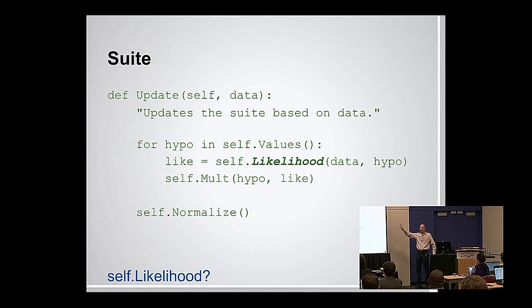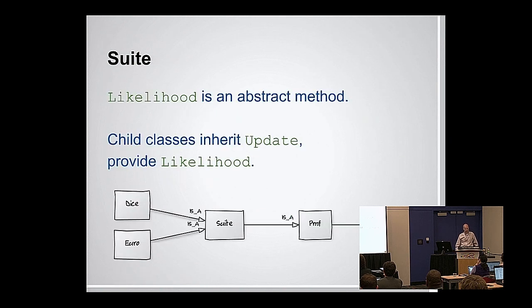So suite provides this framework. What it doesn't provide is the likelihood function. That's your job. Likelihood is an abstract method in some sense. Python doesn't really do abstract methods, but you can kind of make abstract methods. So the parent class provides update. What you do is you define a child class that inherits everything from suite, and you provide the likelihood method. So the first example we're going to do is a class called dice that's going to provide the likelihood method that we were just talking about.